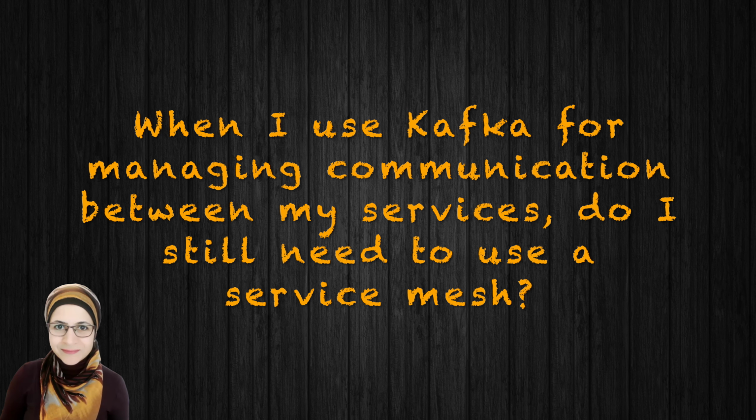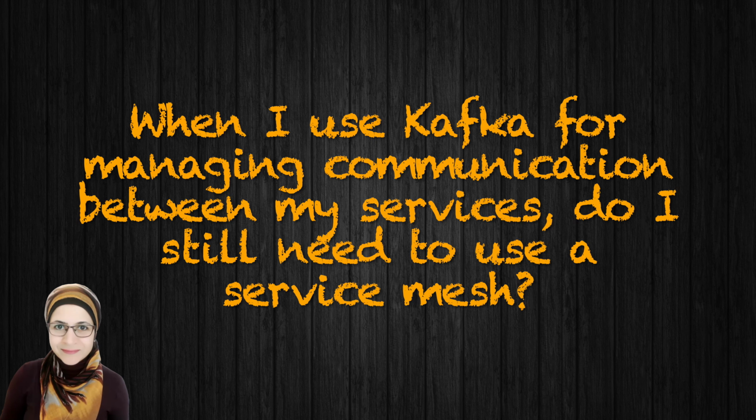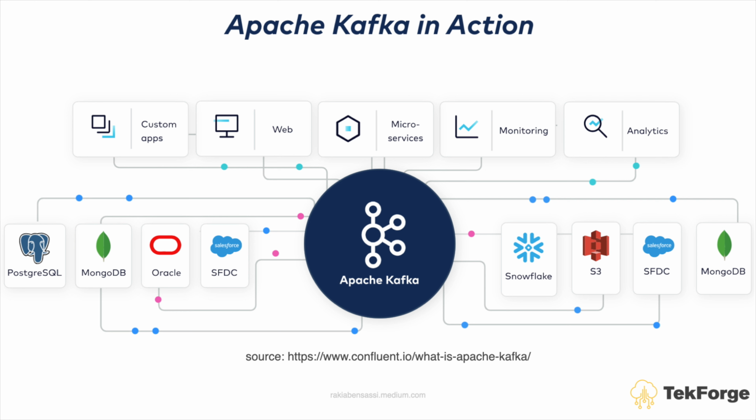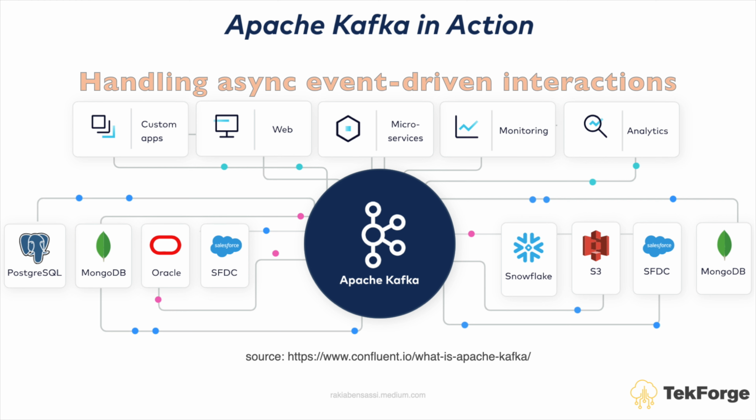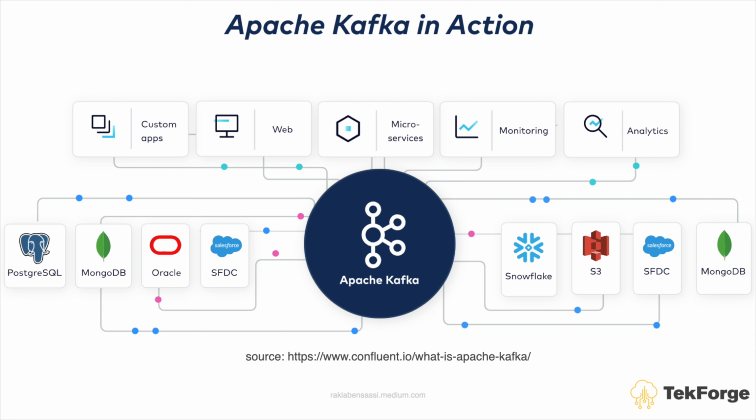When I use Kafka for managing communication between my services, do I still need to use a service mesh? Using Kafka to manage communication between your services is fantastic for handling asynchronous, event-driven interaction and acting as a centralized hub for your microservices. It simplifies service-to-service communication by using events instead of direct calls. However, Kafka focuses on data flow and doesn't inherently tackle concerns like security, observability, and traffic management, which is where service meshes come into play.